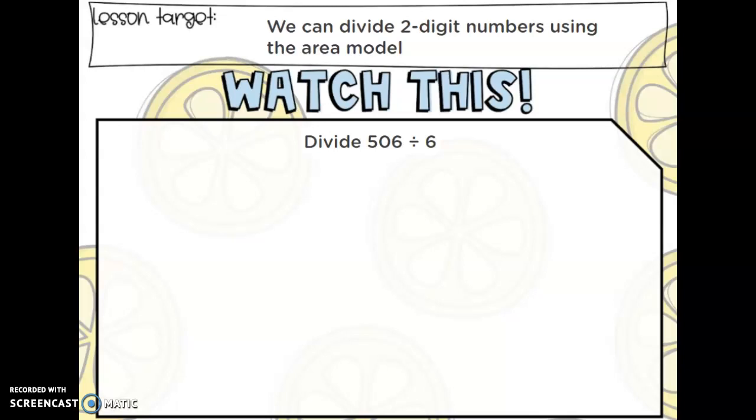Hi, fourth grade mathematicians. Yesterday we learned how to divide two-digit numbers by one digit. Today we are moving to three-digit numbers.